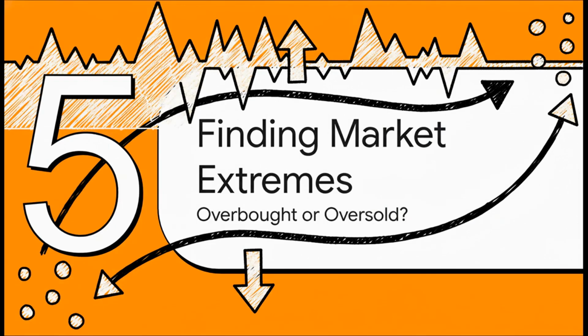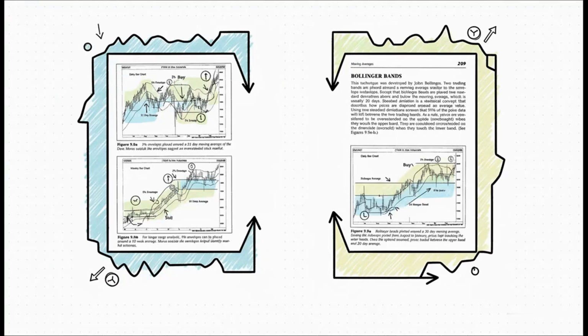But wait, there's more. Moving averages can do more than just help you follow a trend. They can also help us spot market extremes. You know, those times when a price has moved way too far, way too fast, and might be ready to snap back. Two really popular tools for this are envelopes and Bollinger Bands.